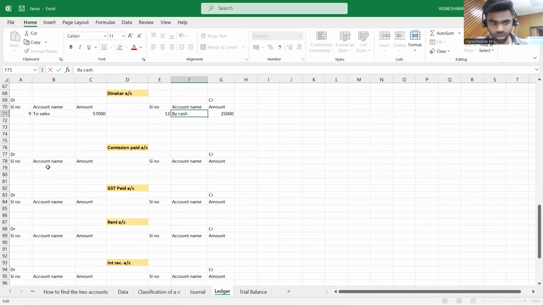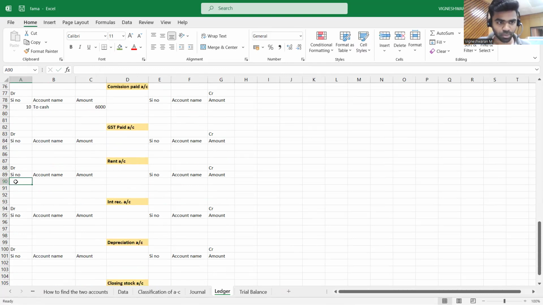Commission paid, so it is 10. Account on the to cash, amount 6,000. GST, 14. Account name on the to GST on the 11. Account name on the to cash, amount 33,000.